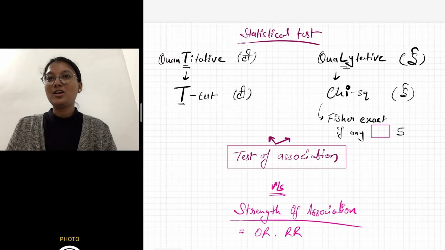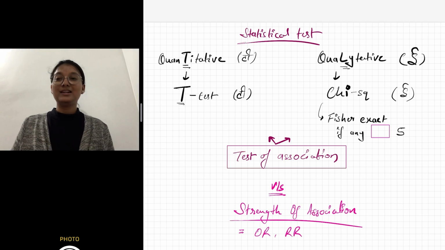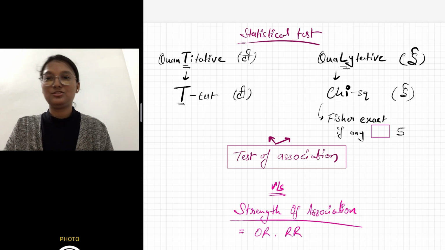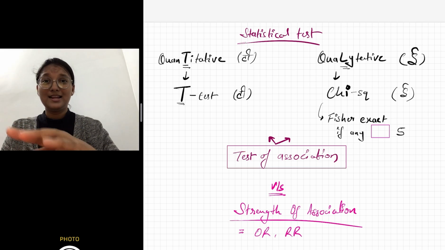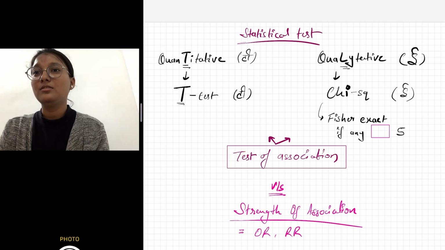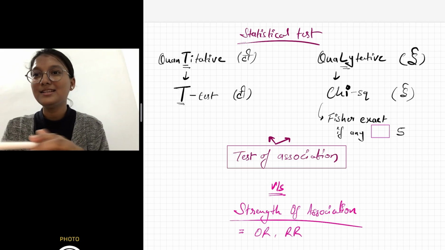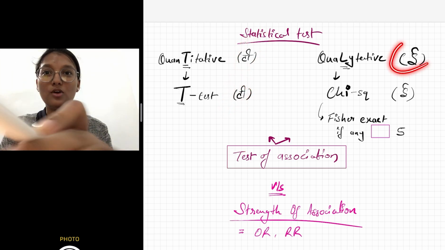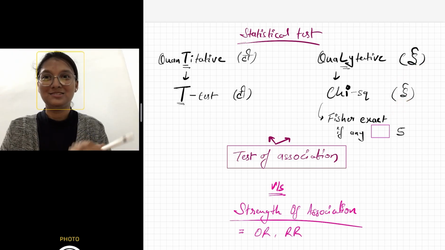Now coming to test of association and strength of association. Test of association is given by a statistical test, whereas the strength of association is given by odds ratio and relative risk. Again, these two are completely different. For statistical tests, we talk about quantitative and qualitative. Quantitative is related to the t test, and qualitative is related to the chi-square test. Focus on the pronunciation.